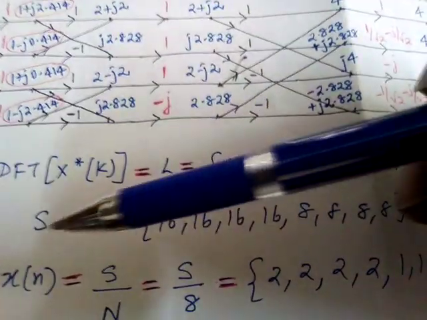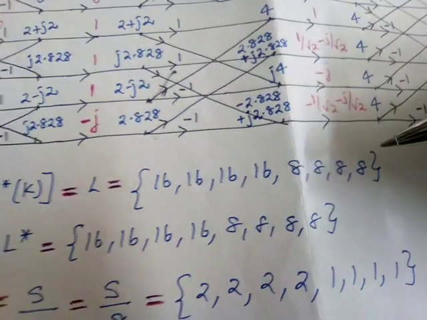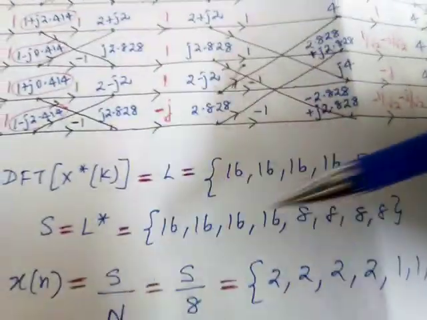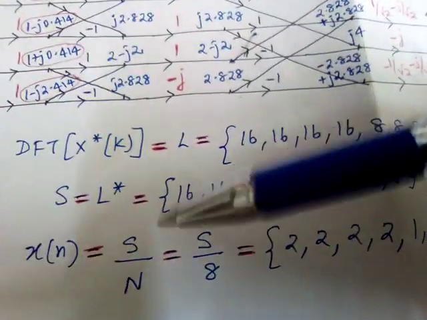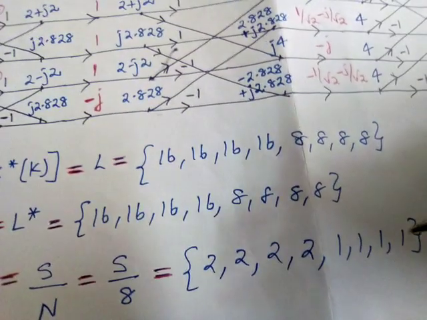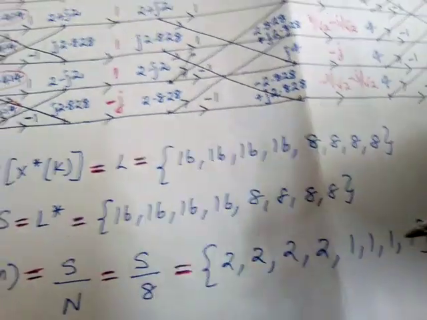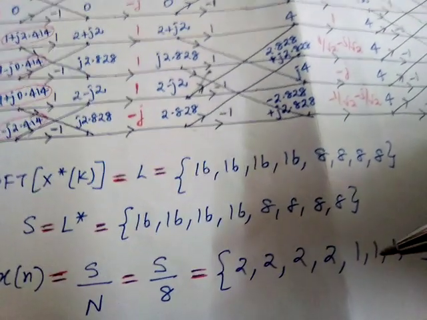Third, what is the third step I told you? Just take the conjugate of this answer. Since we have everything as real part, we get the same answer because there is no imaginary part involved. The final step, x of n is obtained by dividing by N. Here it is 8. So when you divide by 8, 16 by 8 is 2, and 8 by 8 is 1. So this is x of n, IDFT through FFT, or x of n from X of k using FFT.